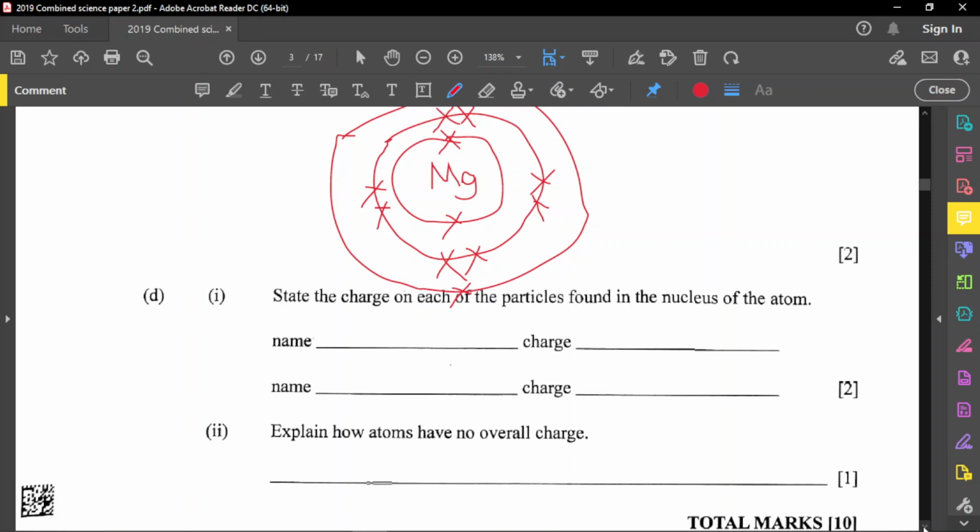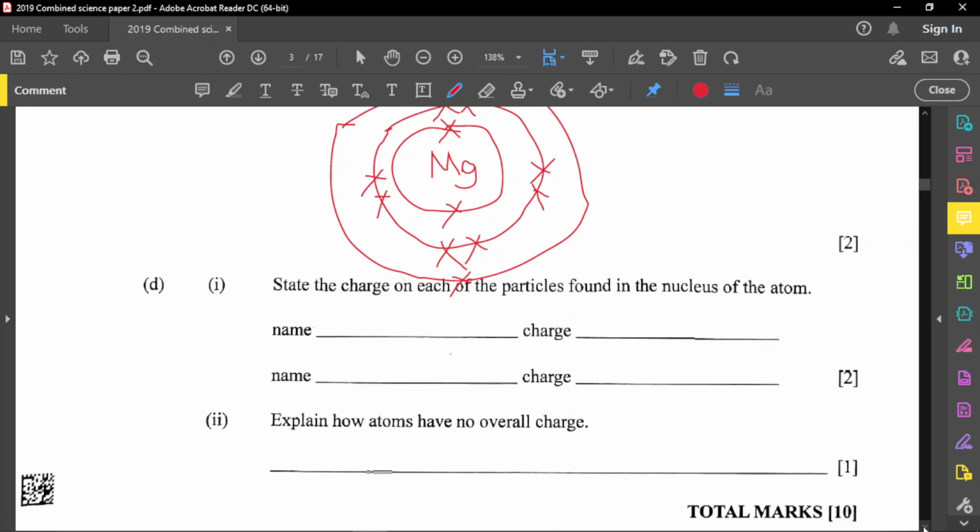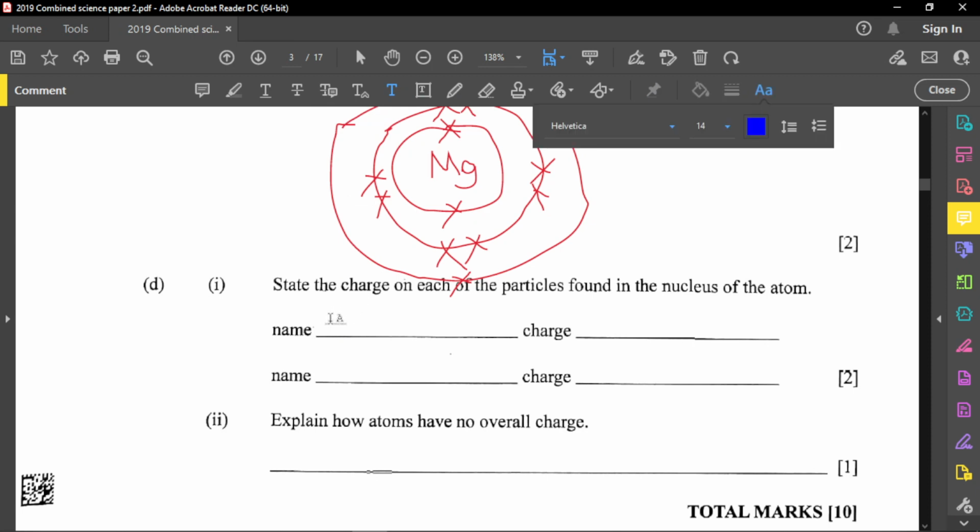Part D now is to state the charge on each of the particles found in the nucleus of the atom. As I mentioned earlier, there are 2 particles found in the nucleus of the atom. One is a proton. So we have proton here. And we also have neutron. So they are the 2 particles found within the nucleus. Now, the proton is positively charged. So the charge is going to be a positive charge.